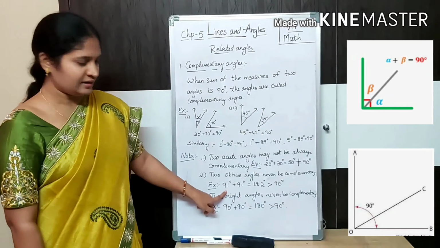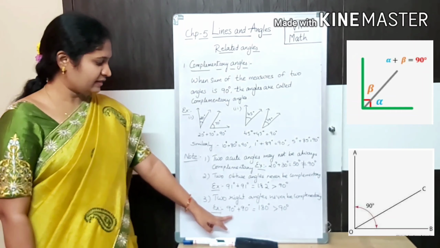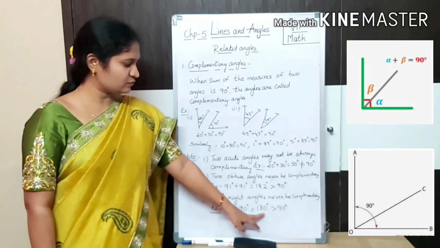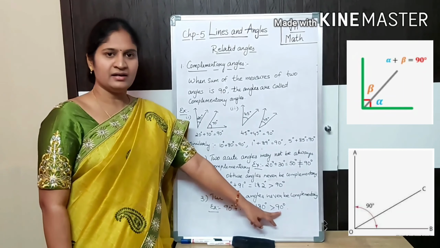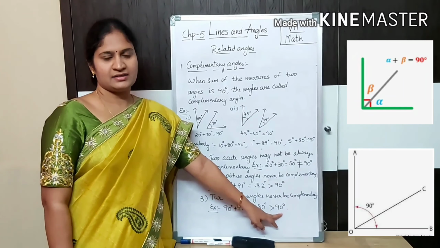And the next one is, can two right angles be complementary? Similarly, two right angles cannot be complementary to each other because 90 degrees plus 90 degrees is equal to 180 degrees, which is greater than 90 degrees. So we can conclude that two right angles cannot be complementary angles.